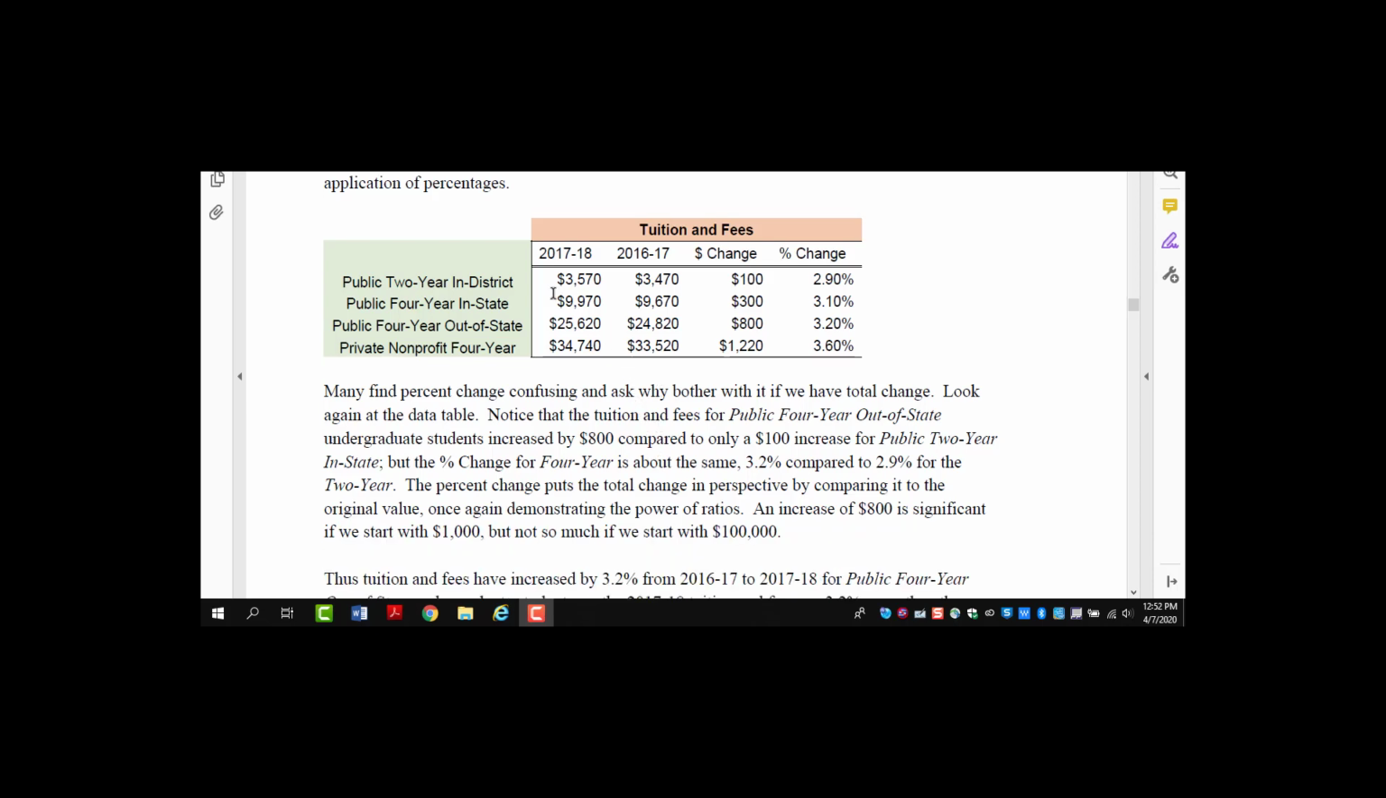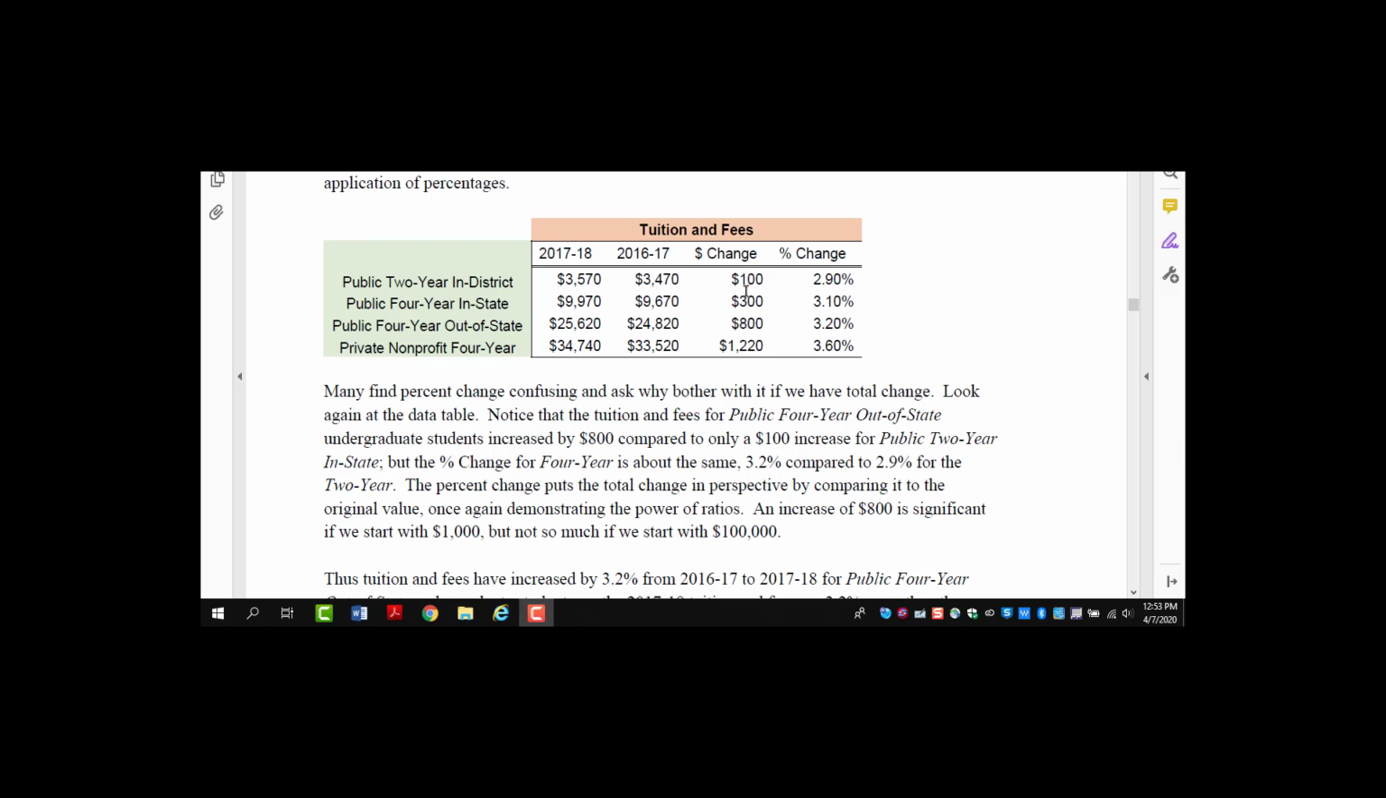So we'll just look at this. So here is tuition and fees 2016-17, 2017-18 for these different types of college institutions. So the change here was a $100 change for a public 2-year, like a community college. It went up $100. And then the percentage was 2.9%. So these are the year-to-year changes.